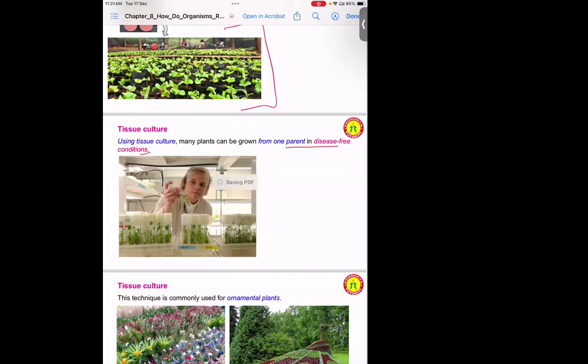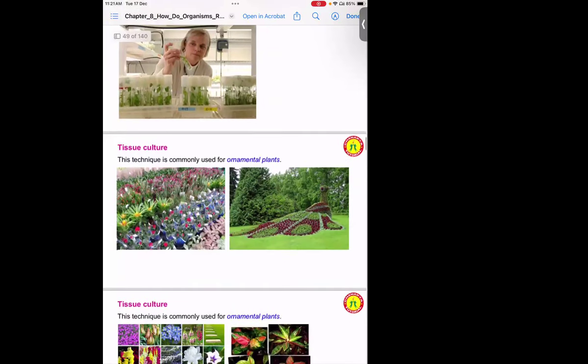Tissue culture is commonly used for ornamental plants. Generally you might have seen in big gardens, parks, zoos and all, such kinds of decoration. Those are the ornamental plants.